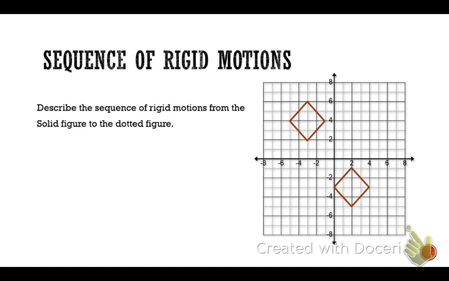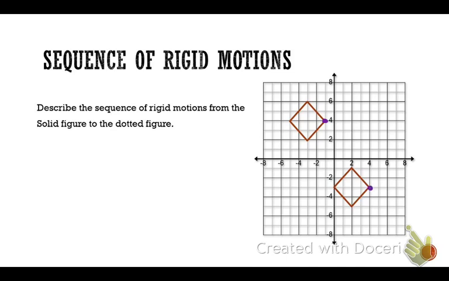Remember, if it's a translation, what do you also have to say? How many right or left, up or down? So how do you do that? You pick corresponding points. You guys remember that word?